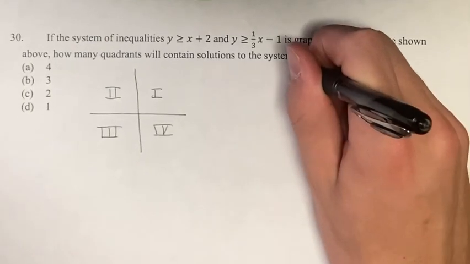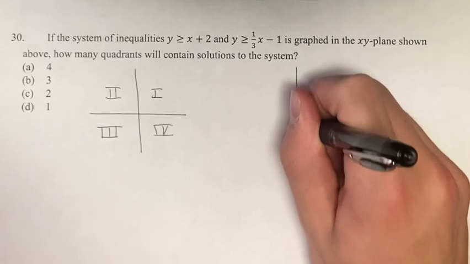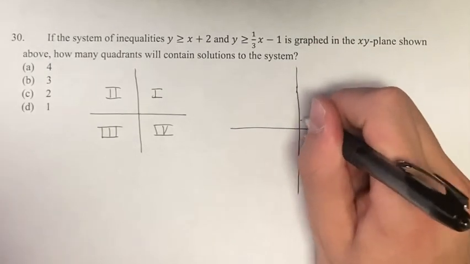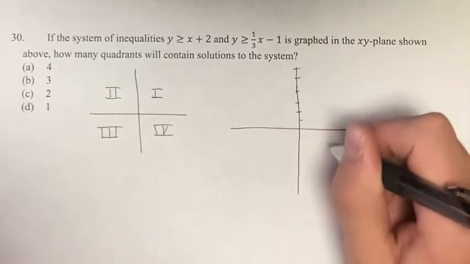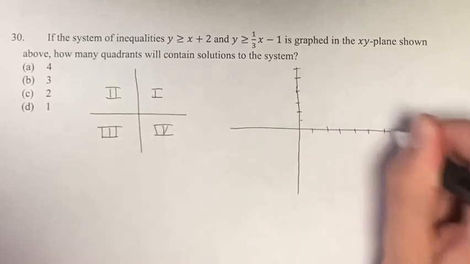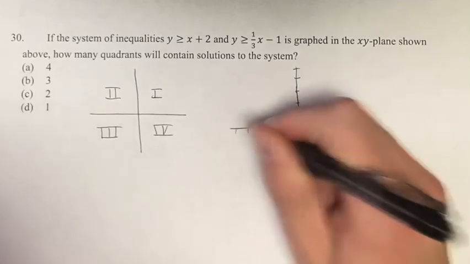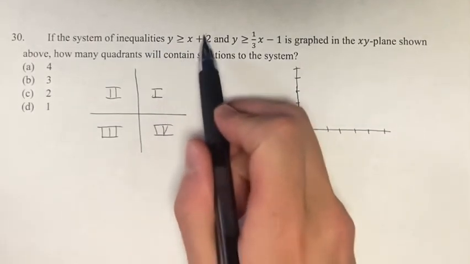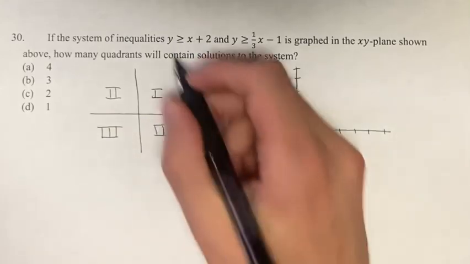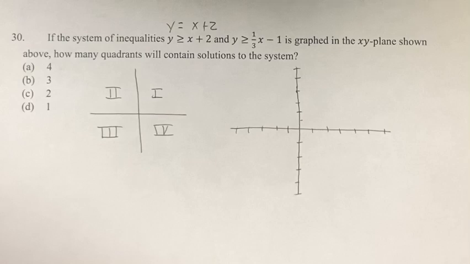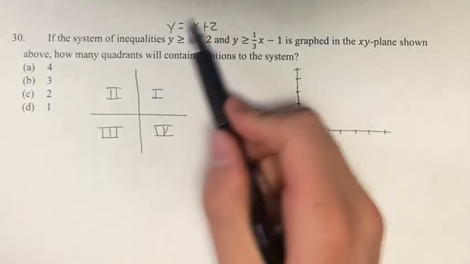So what we're going to do is graph this system, and then we're going to see in how many quadrants there are solutions. So just marking up our axes here. What we're going to do is take the slope and the y-intercept to graph these lines, right? If we have the inequality y is greater than or equal to x plus 2, the line y equals x plus 2 is the boundary line for this inequality. So we have it in slope-intercept form here.